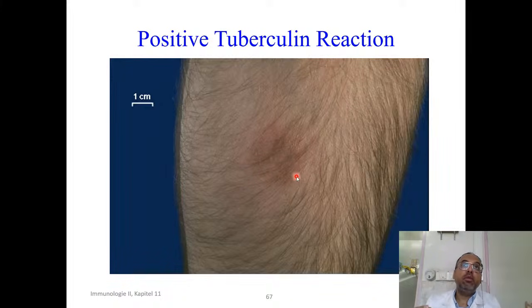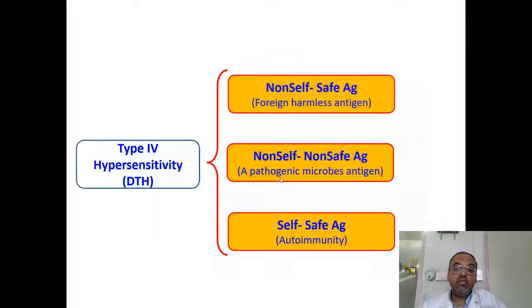You need to give T cells time to accumulate. And usually it shows up after 48 to 72 hours. That is why another name for type 4 hypersensitivity is delayed type hypersensitivity, or DTH. Delayed type hypersensitivity, or DTH, to differentiate it from immediate hypersensitivity, which we see in the case of IgE-mediated reactions.